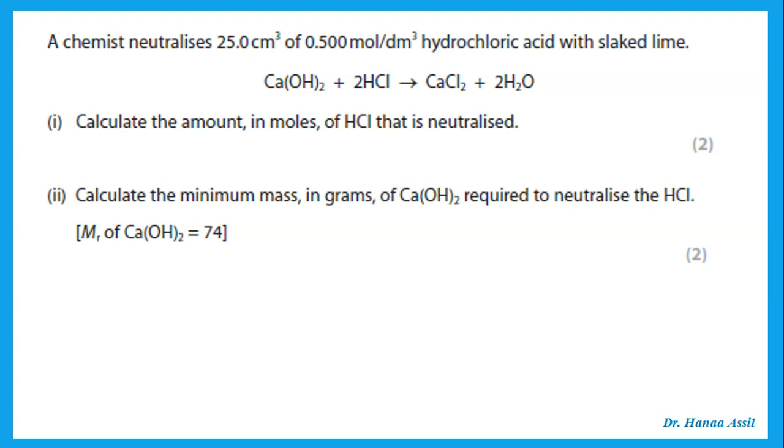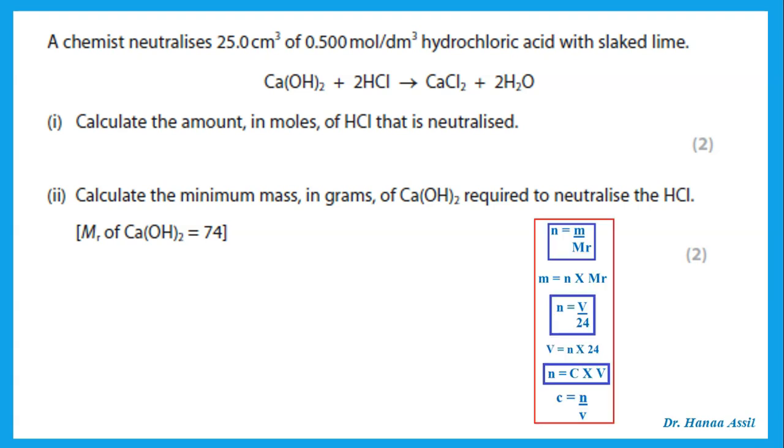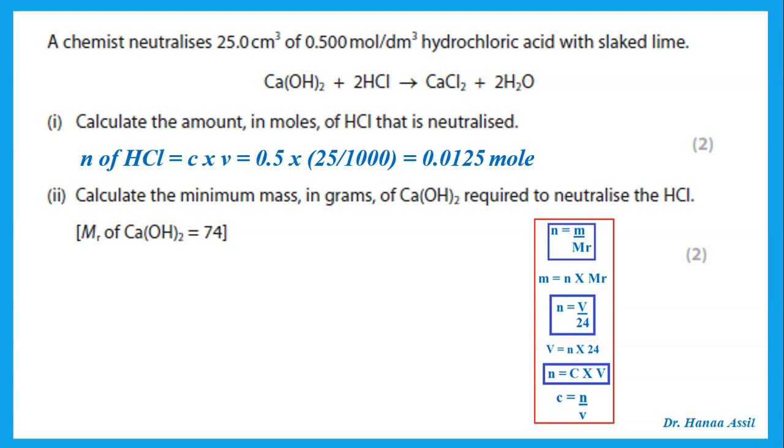We're given volume and concentration. So we use number of moles is concentration times volume. Remember, volume again has to be divided by 1,000. Then we're required to get the mass of calcium hydroxide. Well, how do we get the mass?